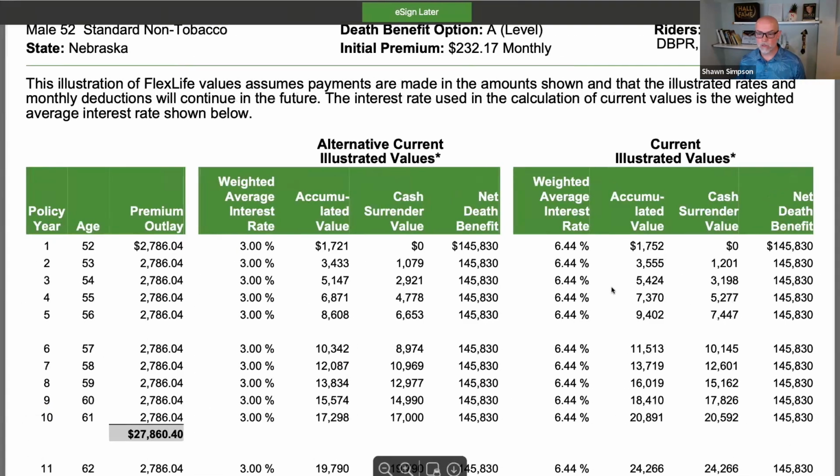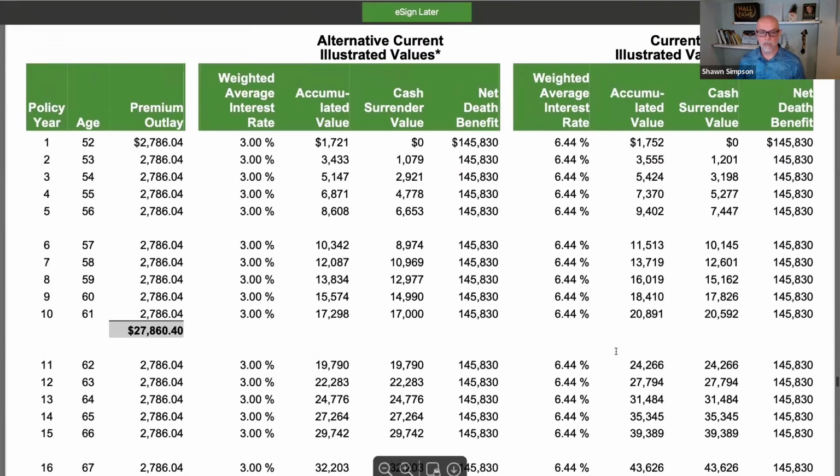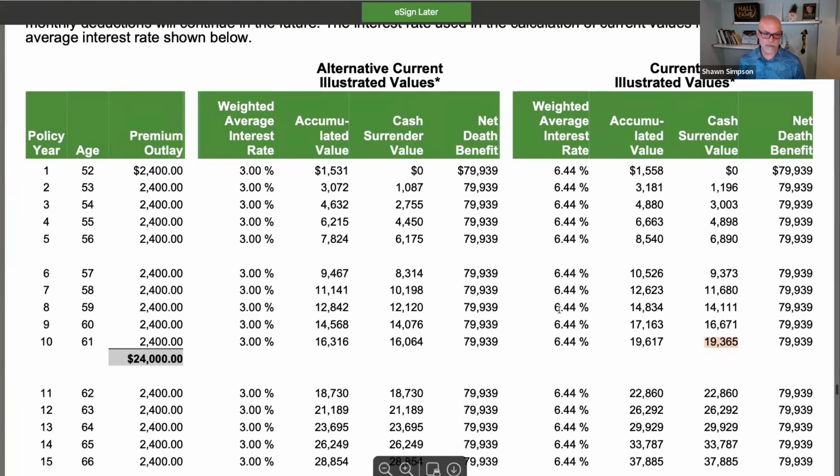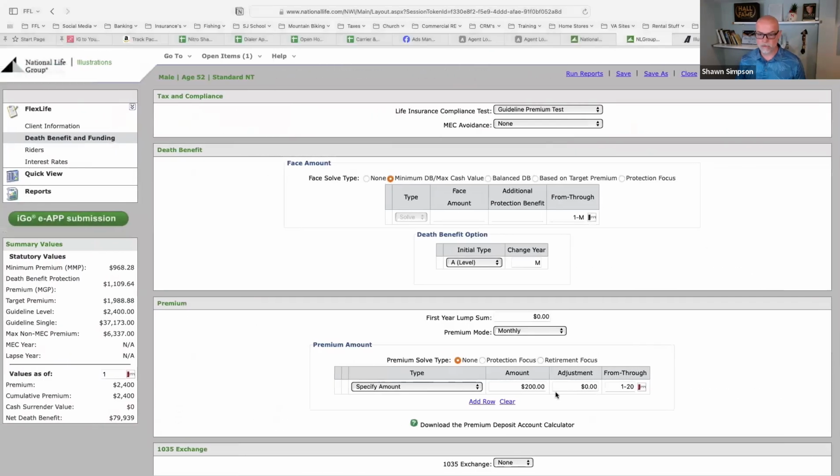Whereas before, they got 20,000 in here. Now keep in mind, why is this still more? Well, they're putting in 232. Why don't we do this? Let's do it apples to apples here. Let me change this to 232.17. Whoops.